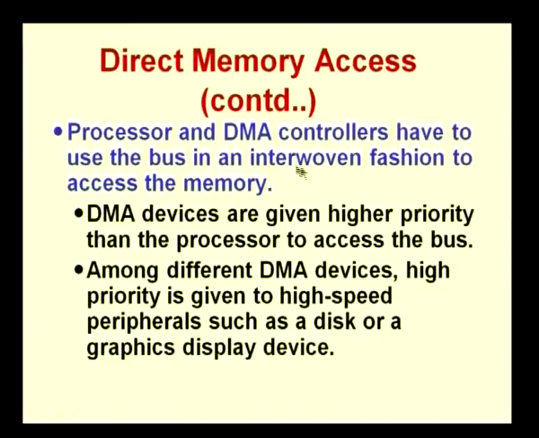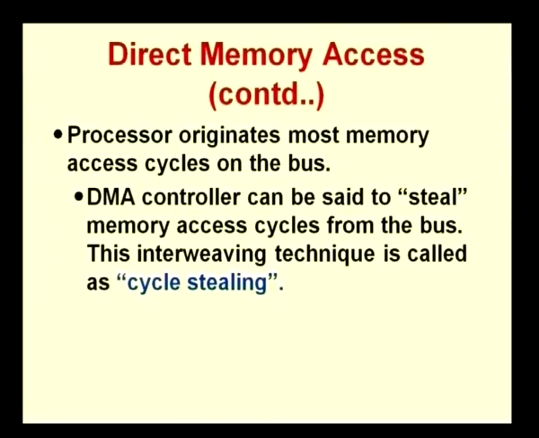One is that the processor and the DMA controller use the bus in an interwoven fashion. That is, normally it is the processor which will have control of the bus, and when the DMA wants to access the bus, it puts out a request to the processor called a DMA request, and the processor will release the bus for a short duration, for let us say 1 cycle or whatever, during which the DMA controller can access the bus. Okay. This is one way in which it is done.